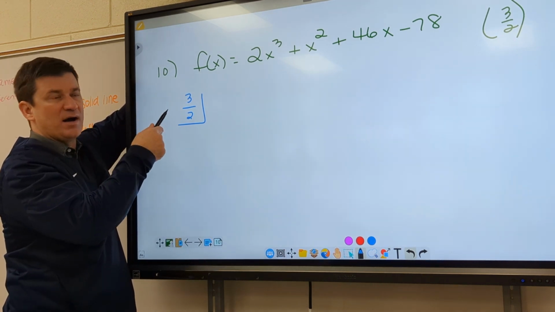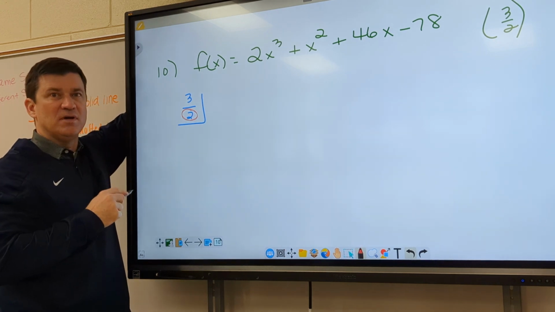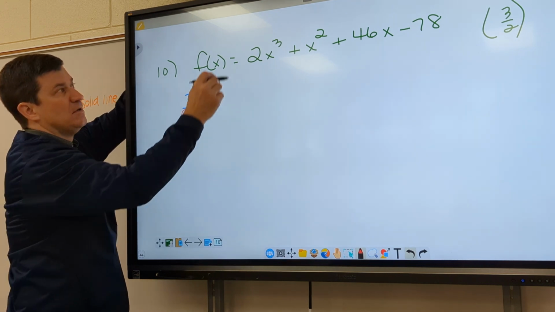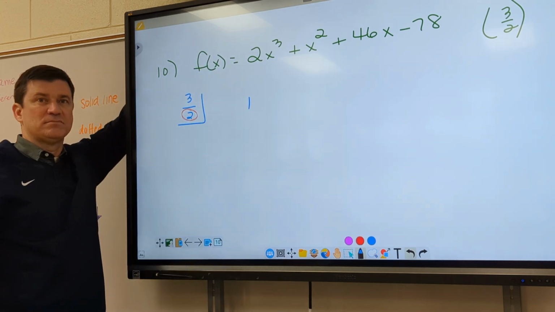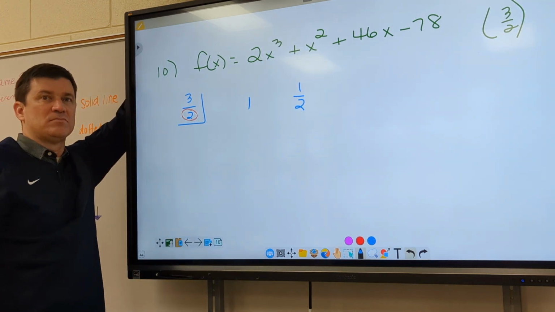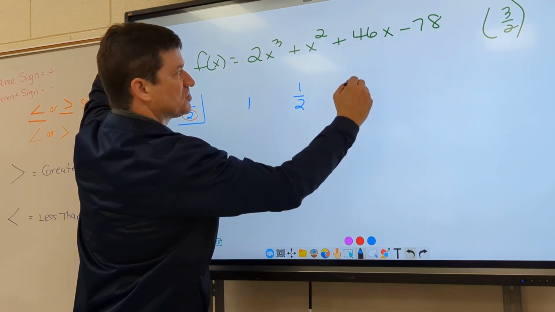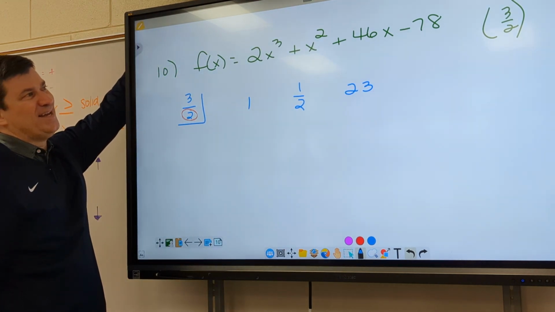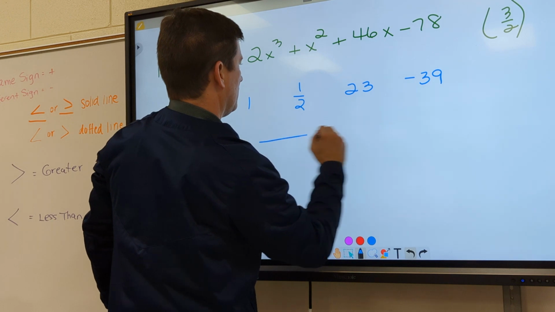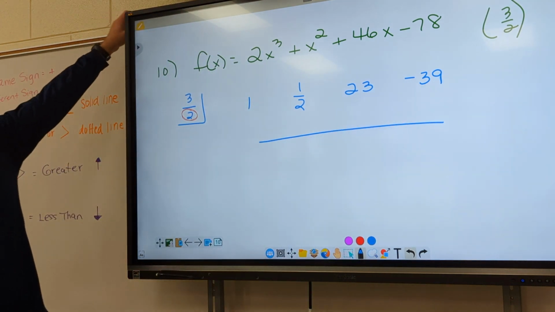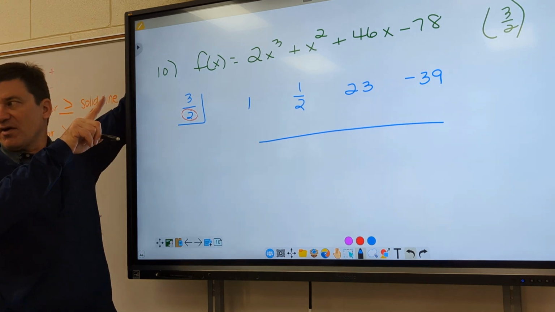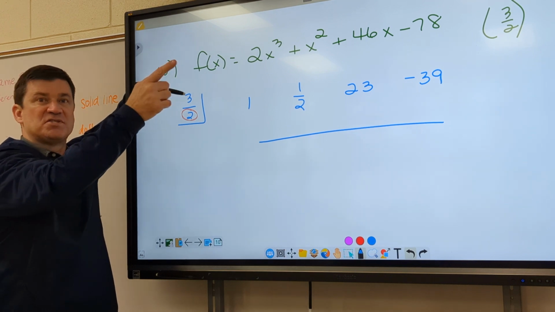If you got a fraction in the box, you look at the bottom number. It's a 2. That means before you bring these numbers down on this problem, divide them all by 2. 2 divided by 2, I bring down a 1. This one is a 1, so it's just 1 over 2. 46 divided by 2 is 23. And negative 78 divided by 2 is negative 39. Now, if you forgot to divide them all by 2 before you brought them down, it will still work sometimes, but not all the time. All right, now we just do it the normal way.